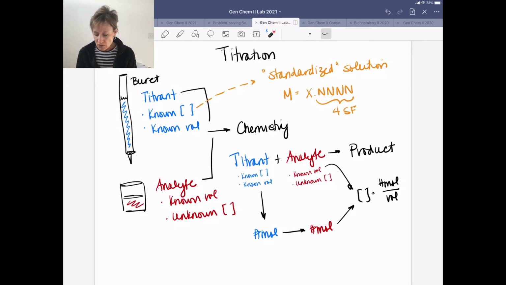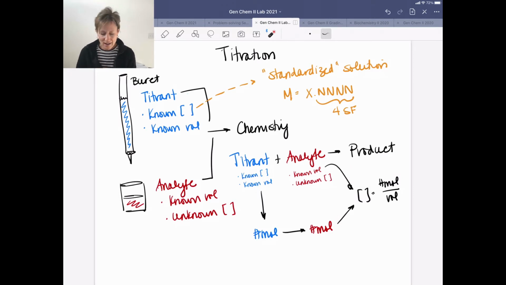Now, again, we don't know the concentration of the unknown, but we are going to know with a high degree of accuracy the volume of analyte that we're going to use. And since molarity is a ratio between moles and volume, since we just figured out the number of moles and we already knew the volume that we had, we can determine molarity.